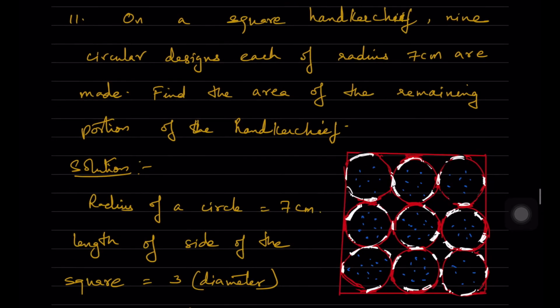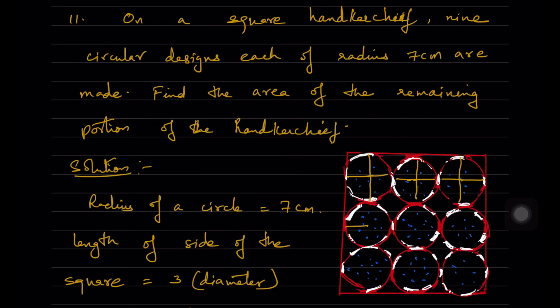Now going into the 11th problem. On a square handkerchief, 9 circular designs each of radius 7 centimeters are made. Find the area of the remaining portion of the handkerchief. So here, totally how many handkerchiefs are we having? I'm sorry, 9 circular designs, not handkerchiefs. Only one square handkerchief is there. On that, 9 circles are there, and each is having circular designs of radius 7 centimeters.